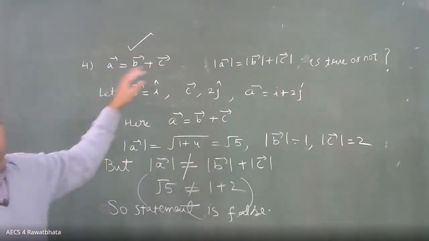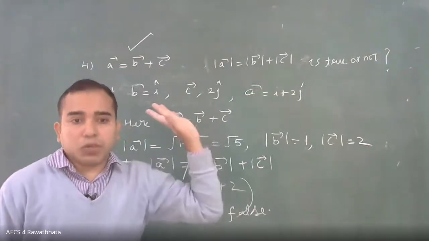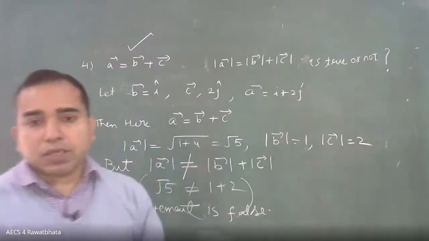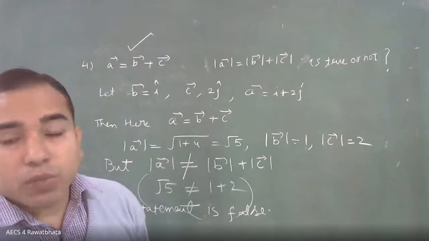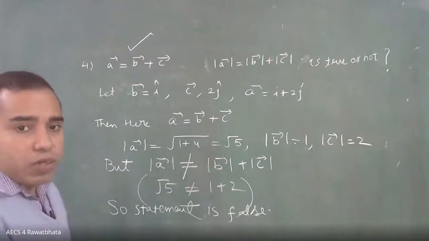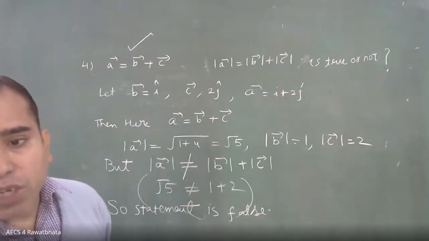Right? If A is equal to B plus C, then mod A equal to mod B plus mod C may not be true necessarily. किसी केस में हो जाए तो अलग बात है. Generally, it will not be true. Right? This was question number 4. So in the 4th question, you have to write an example to disprove this statement. 5th question की तरफ बढ़ रहे हैं.